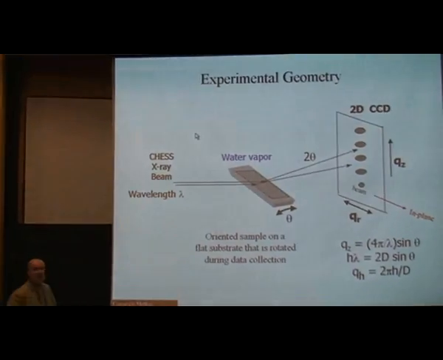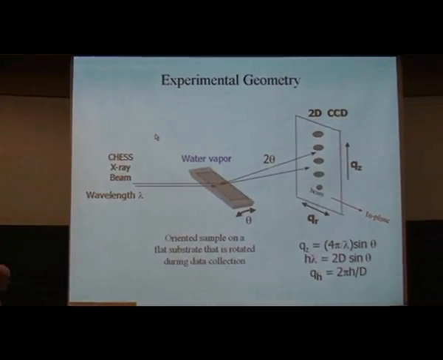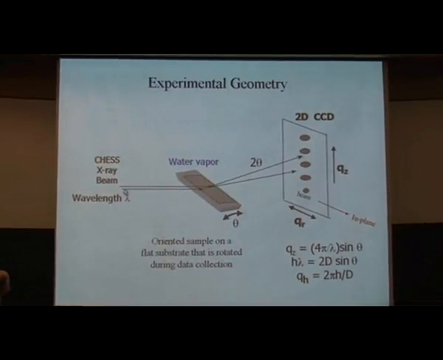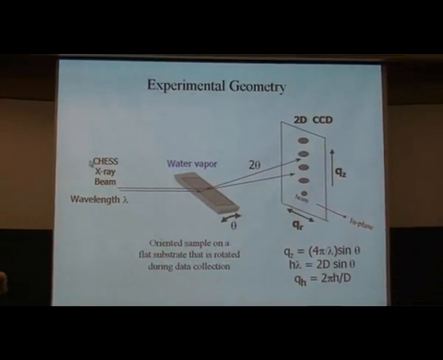And the experimental geometry that we have for doing X-ray scattering is we have a beam coming in like this. We use the CHESS synchrotron for a lot of our measurements. And the sample is here, stacked up. We rotate the sample, and if we were just looking at crystallography, what we would see was spots that would obey the Bragg equation.